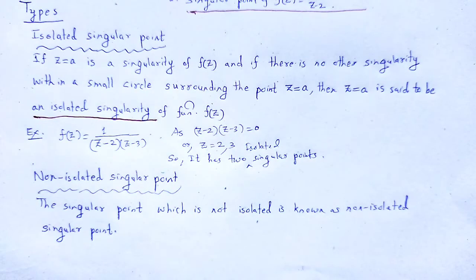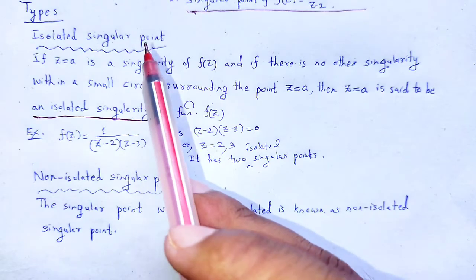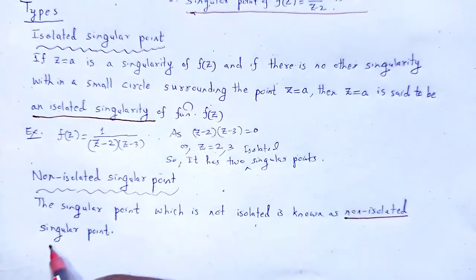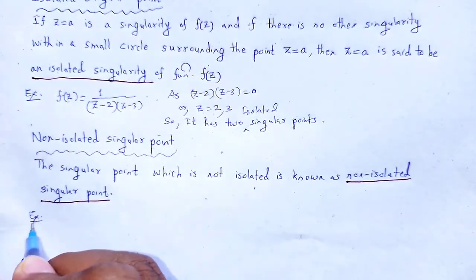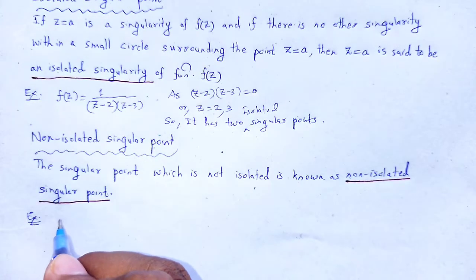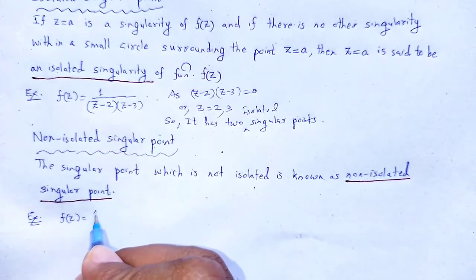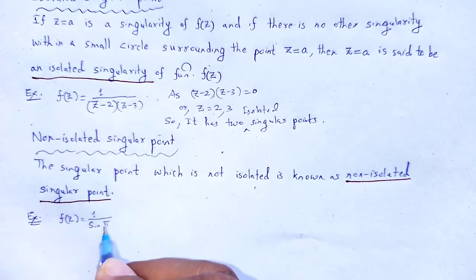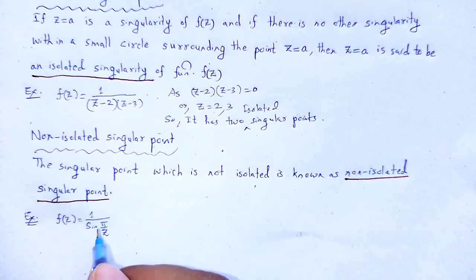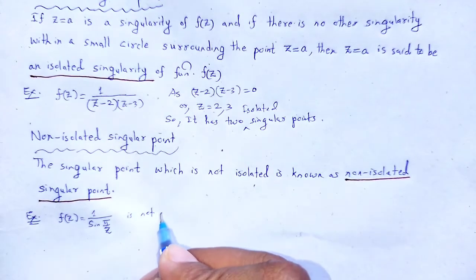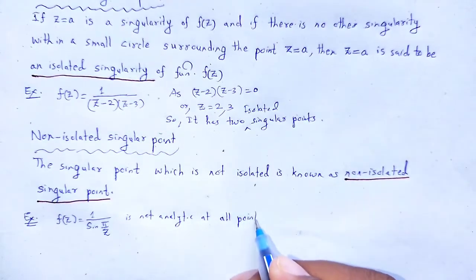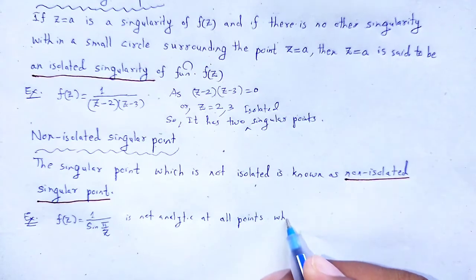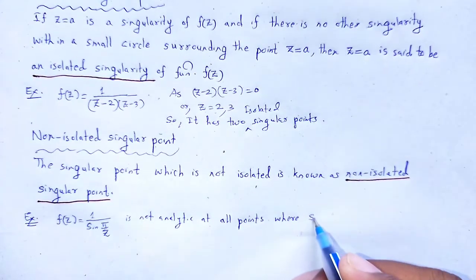Next, non-isolated singular point. If a singular point is not isolated, then it is said to be a non-isolated singular point. Let me confirm it by taking an example. If a function f of z is given as 1 divided by sin pi by z, that given function is not analytic at all points where sin pi by z is equal to 0.